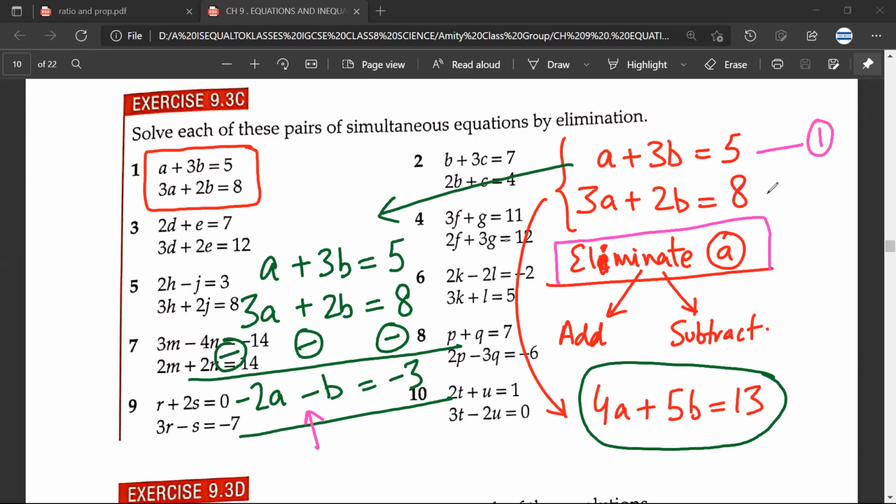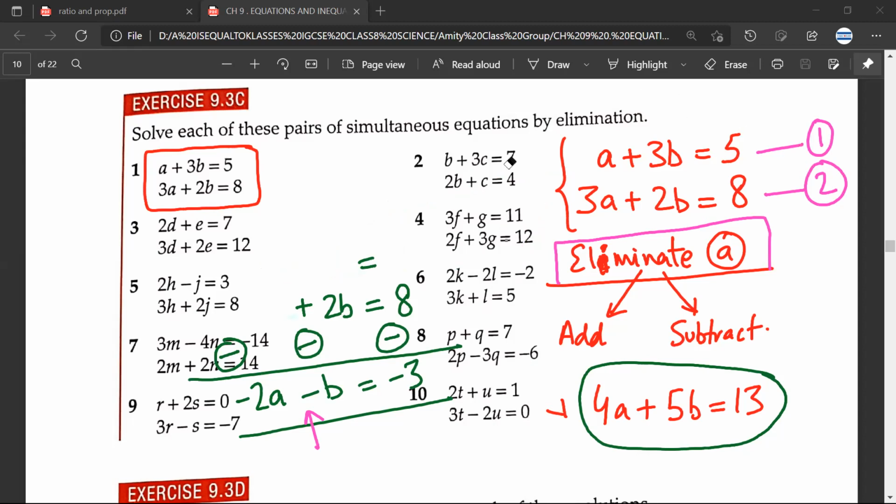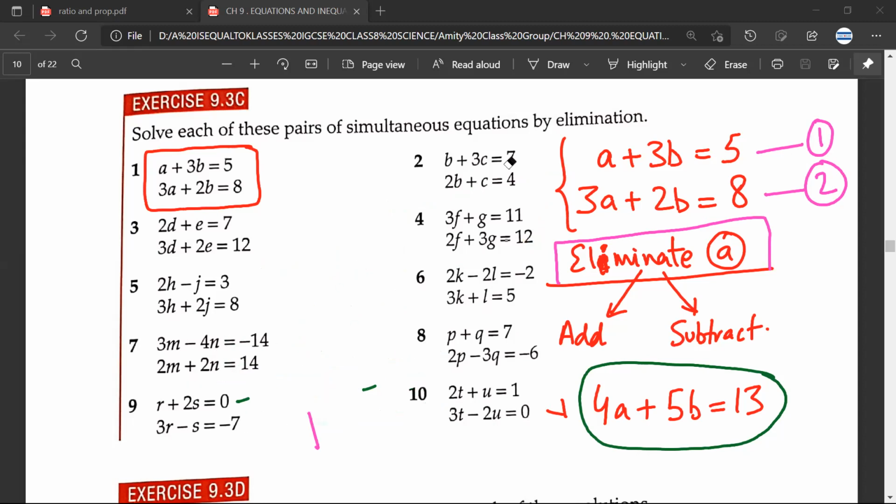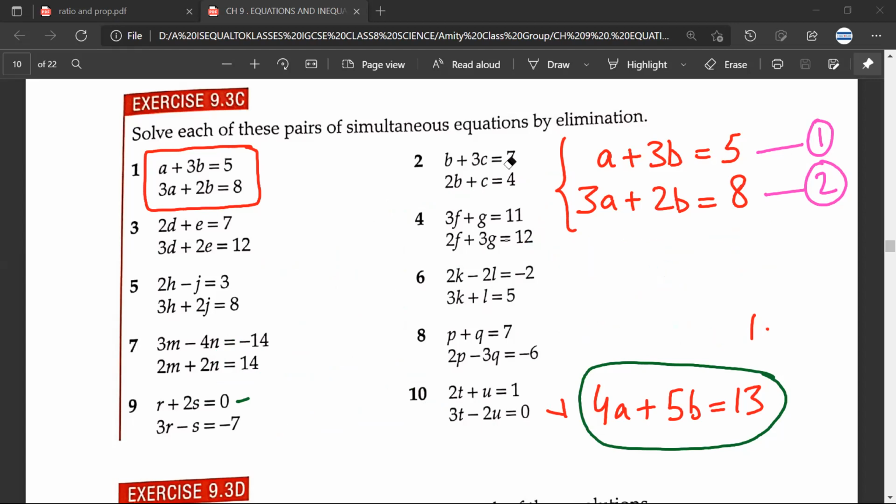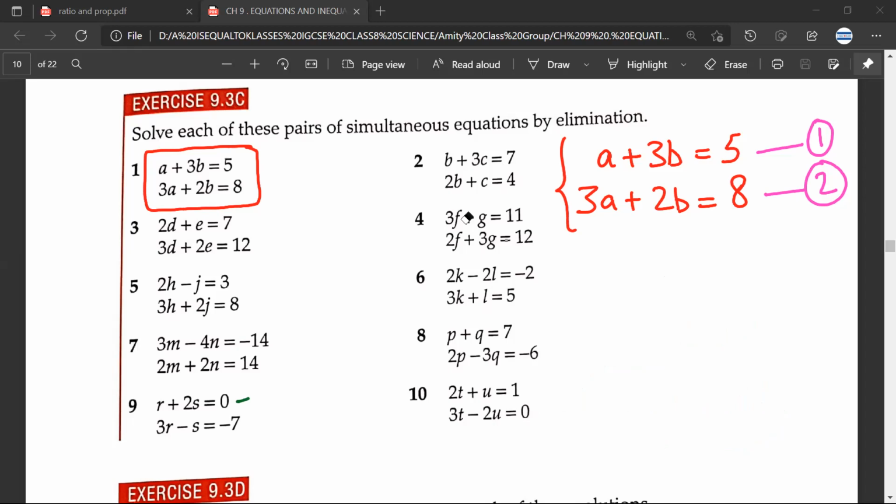Actually, the easier way of doing this is you can name the two equations. The first equation, you can name it 1, the second equation 2. And let me erase all this and begin this whole process again. Okay, so all this is nonsense, it doesn't serve my purpose.